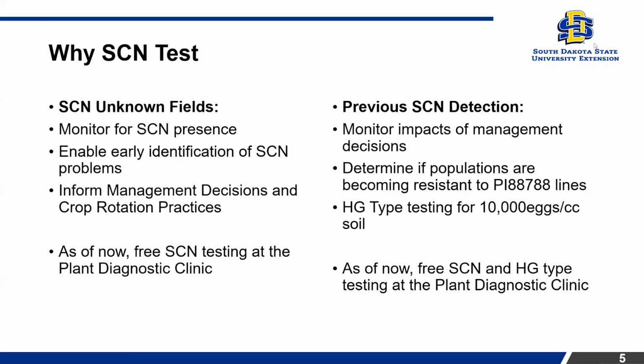Another thing that can come with, especially with a previous SCN detection, is we might be able to do HG type testing and tell the producer what types of soybeans the nematodes are reproducing on in that field. HG type testing is done on samples that have 10,000 eggs per cc of soil or more. So we did have several for 2023 that we are actually HG typing right now.